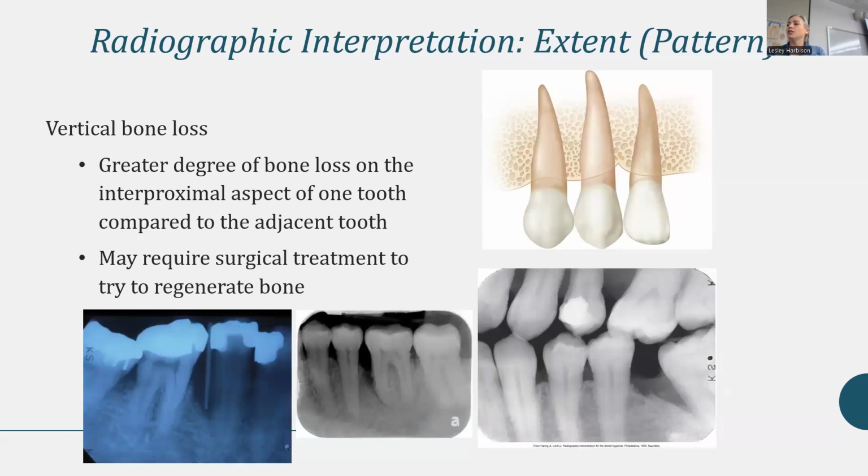For vertical bone loss, you can see just different examples of it. There's a greater degree of bone loss in the interproximal aspect of one tooth compared to the adjacent tooth. So it's kind of sloped, and may require surgical treatment to try to regenerate the bone. A thing about vertical bone loss is it's in general a more severe situation. The person usually has more infection, a more virulent infection.